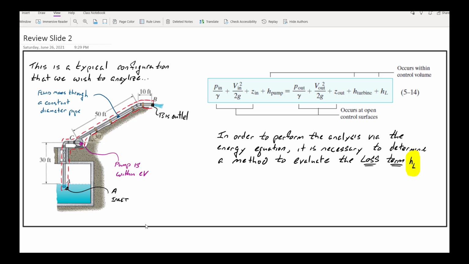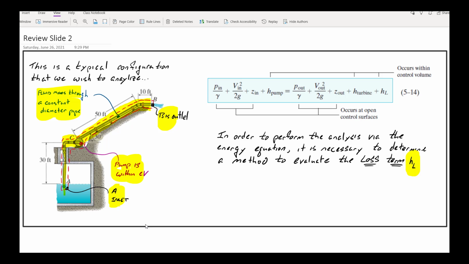Okay, now we begin with the goal of getting all our parts together so we can solve a type of problem that's shown here. This typical configuration has a number of things. It has a single inlet, a single outlet. The fluid moves through a constant diameter pipe, and there's a pump within this control volume that we've defined that contains the entire pipe, the inlet, the outlet, and whatever pumps or turbines are within it.